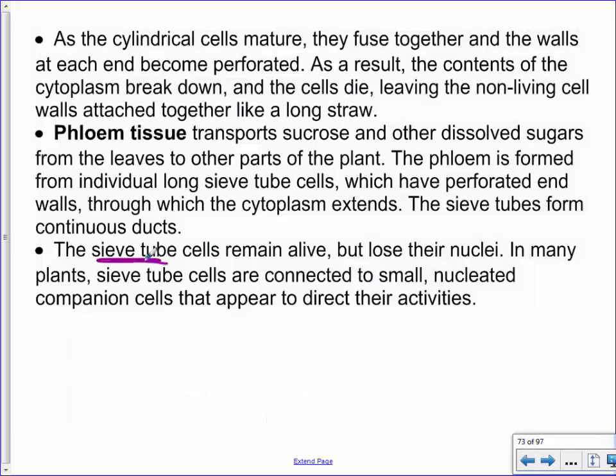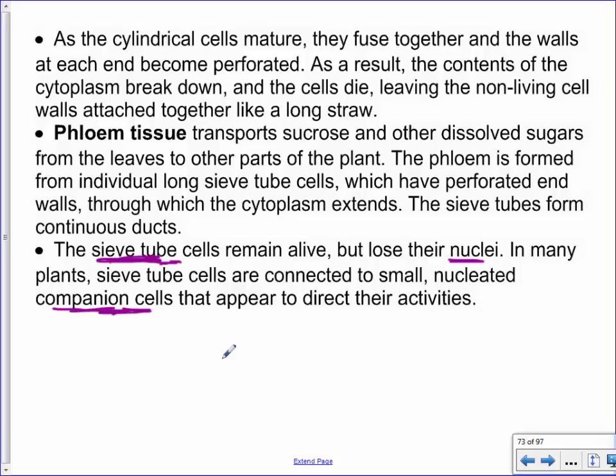Oh, sieve tube cells. I think I have it bolded somewhere else, but if you didn't have sieve tube cells written down, these are the cells that are alive but lose their nucleus. They carry the sugar in them. The companion cells are the ones next to them.